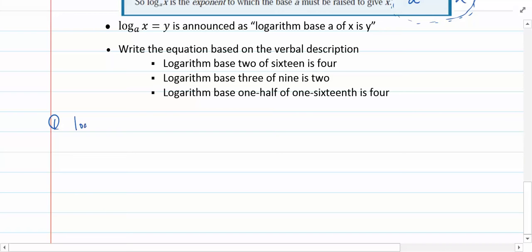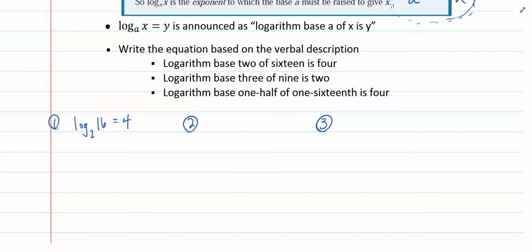Logarithm base 2 of 16 is 4. So I've rewritten this verbal description as an expression. Please try the second and the third example on your own. Pause the video and come back and check your work. And here we go with those two solutions.